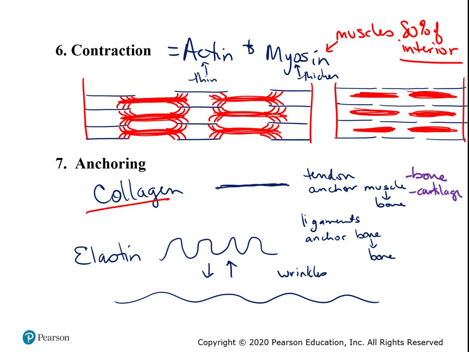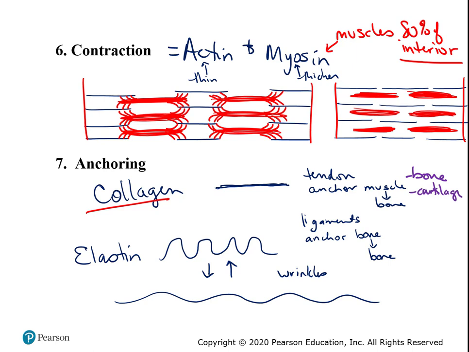So 6 is contraction. The reason you can move is because of two specific proteins. You have actin and myosin. These are found in all of your muscle cells, skeletal muscle, so muscle when you think about your muscles, but also cardiac muscle, the muscle of the heart, contains these proteins, and even smooth muscle. Smooth muscle is what causes movements of your GI tract, changes in blood pressure, all because of muscle that's in the walls of the blood vessel tubes. Well, these cells, 80% of the interior of a muscle cell is made of actin and myosin. So muscle cells are just packed with actin and myosin.